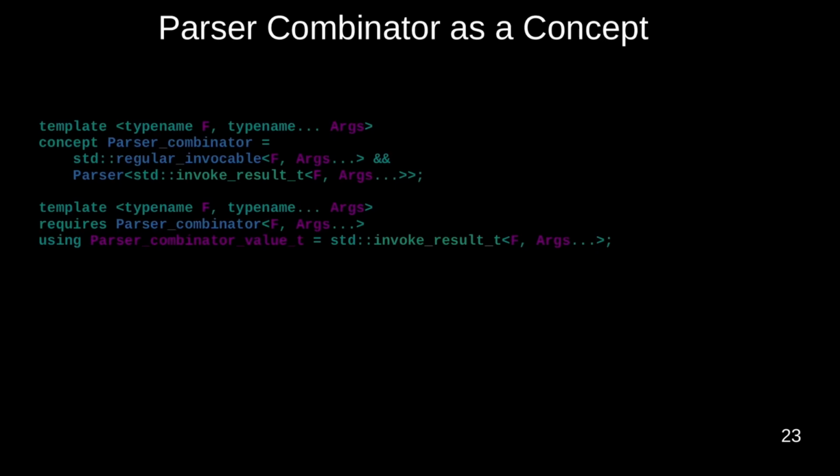And parser combinators also have a value type that I have defined. And here I'm using a requires clause to check that. That's the most general form of concept check that you can do. So that is different from a requires expression. It's just the keyword requires followed by some compile-time Boolean expression, usually a concept. So that's a parser combinator.